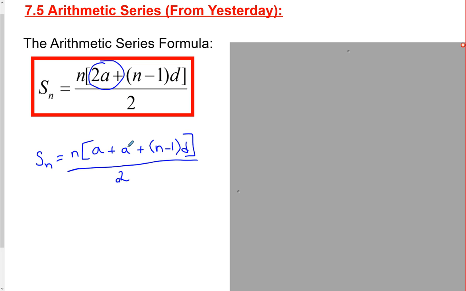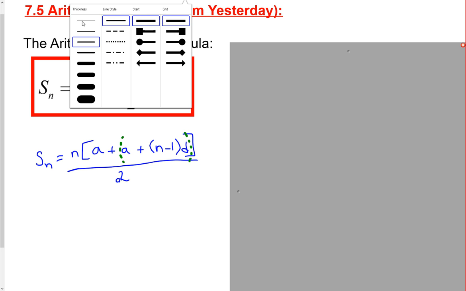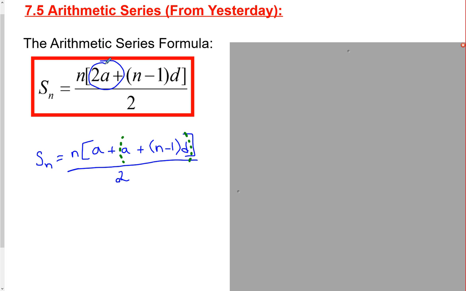Now I want you to notice something. If you look right here inside this dotted line, that might look familiar. Why does that look familiar? Well, that's our general term for an arithmetic sequence. A plus N minus 1 times D. That's our general term. So we can actually rewrite this in a kind of simpler way as A plus T sub N.